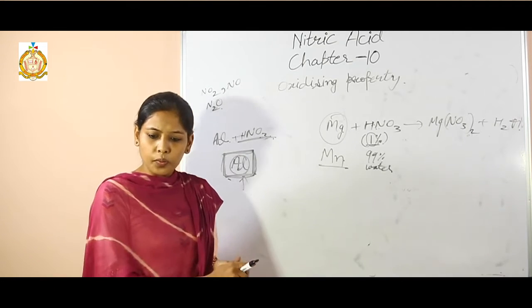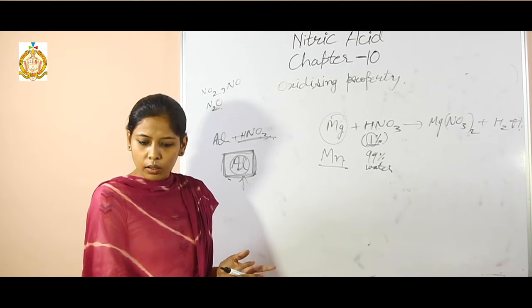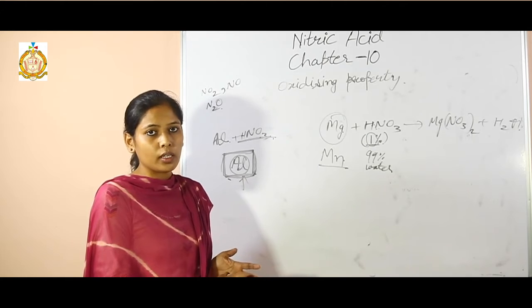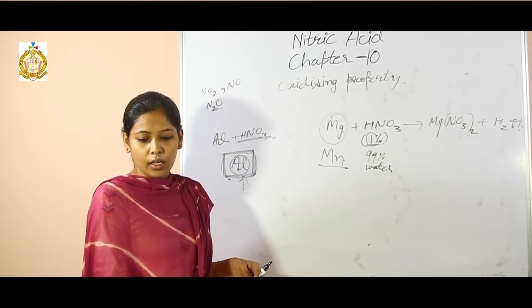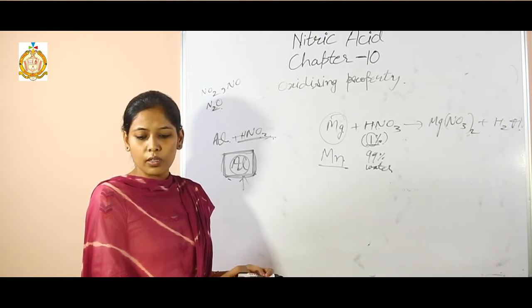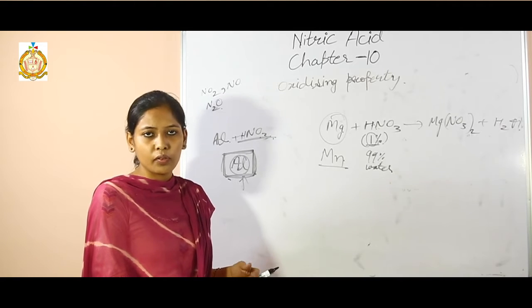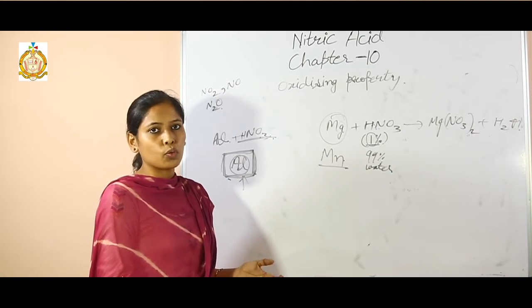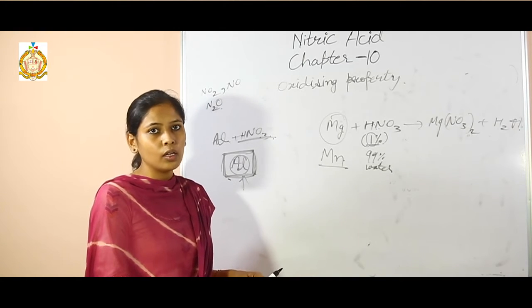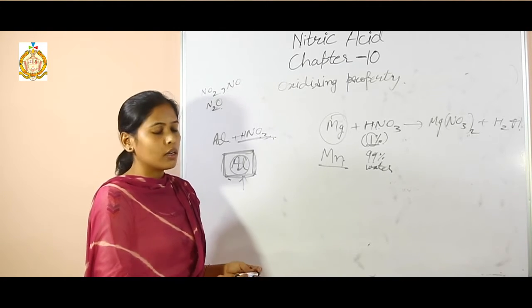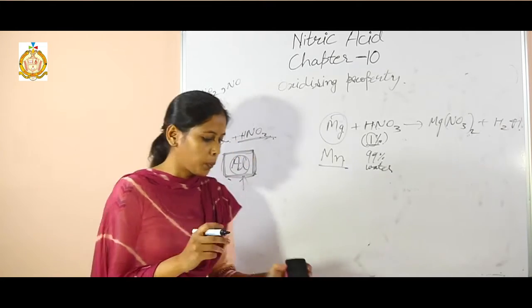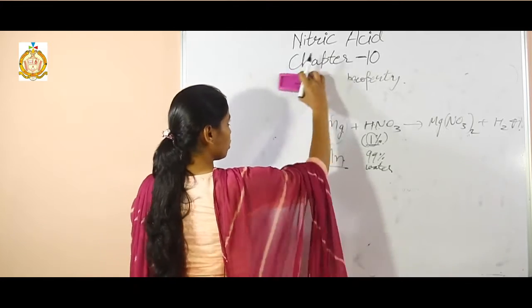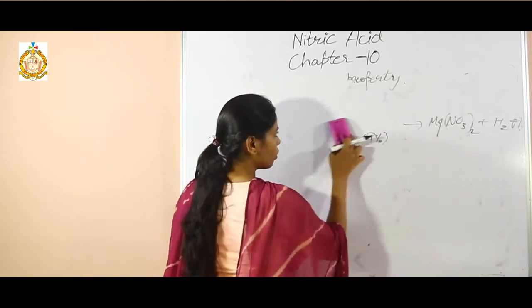Next one is, it is used to prepare aqua regia, and there are industrial uses. It is used to prepare TNT explosive, that is trinitrotoluene. Then synthetic fiber like artificial silk. Then important compounds, already explained, to prepare potassium nitrate and ammonium nitrate. It is also used to prepare dyes, drugs and perfumes. Next one is test for nitric acid. How can we check the presence of nitric acid, whether the given solution is nitric acid or not.